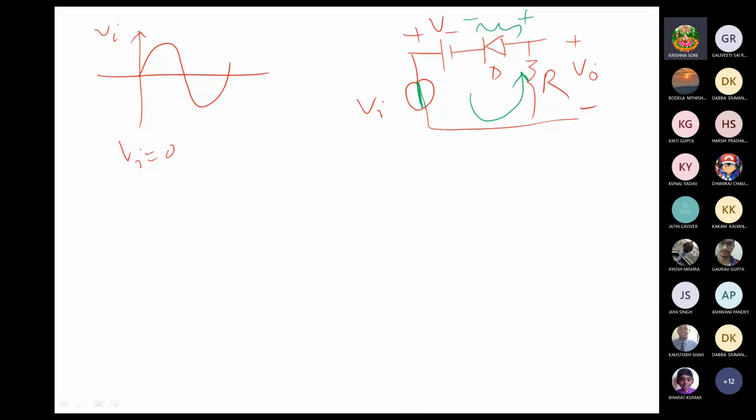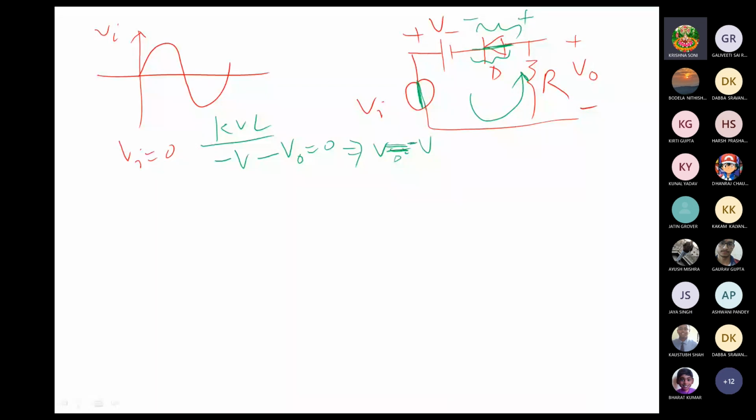Okay, we can apply KVL in this. So suppose that the voltage drop across the diode is also taken to be 0. When this diode is on, let us assume that it is acting as a short circuit here, and there is no voltage drop across this diode. So let us assume these facts. So minus V minus V naught equal to 0 means V naught is equal to minus V. V naught is equal to minus V.